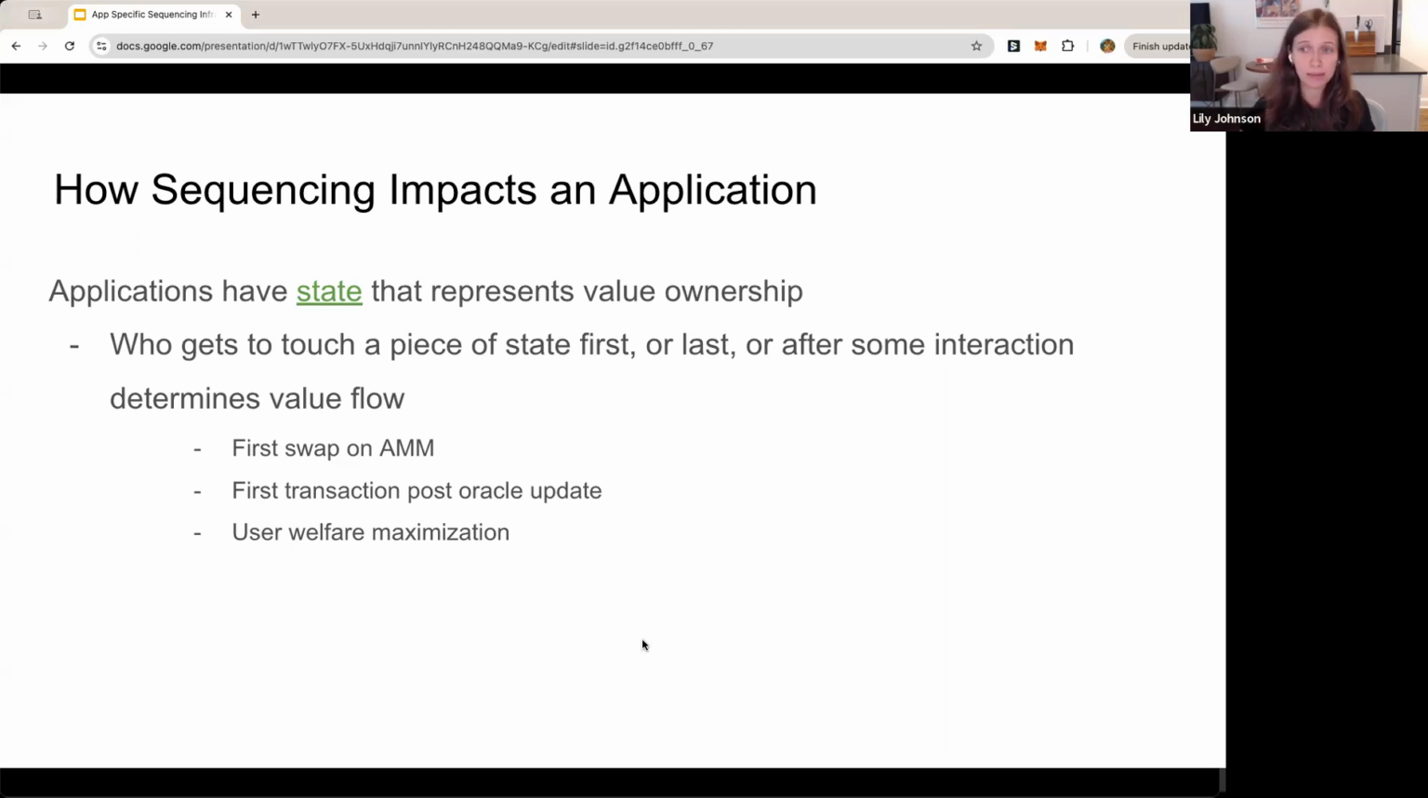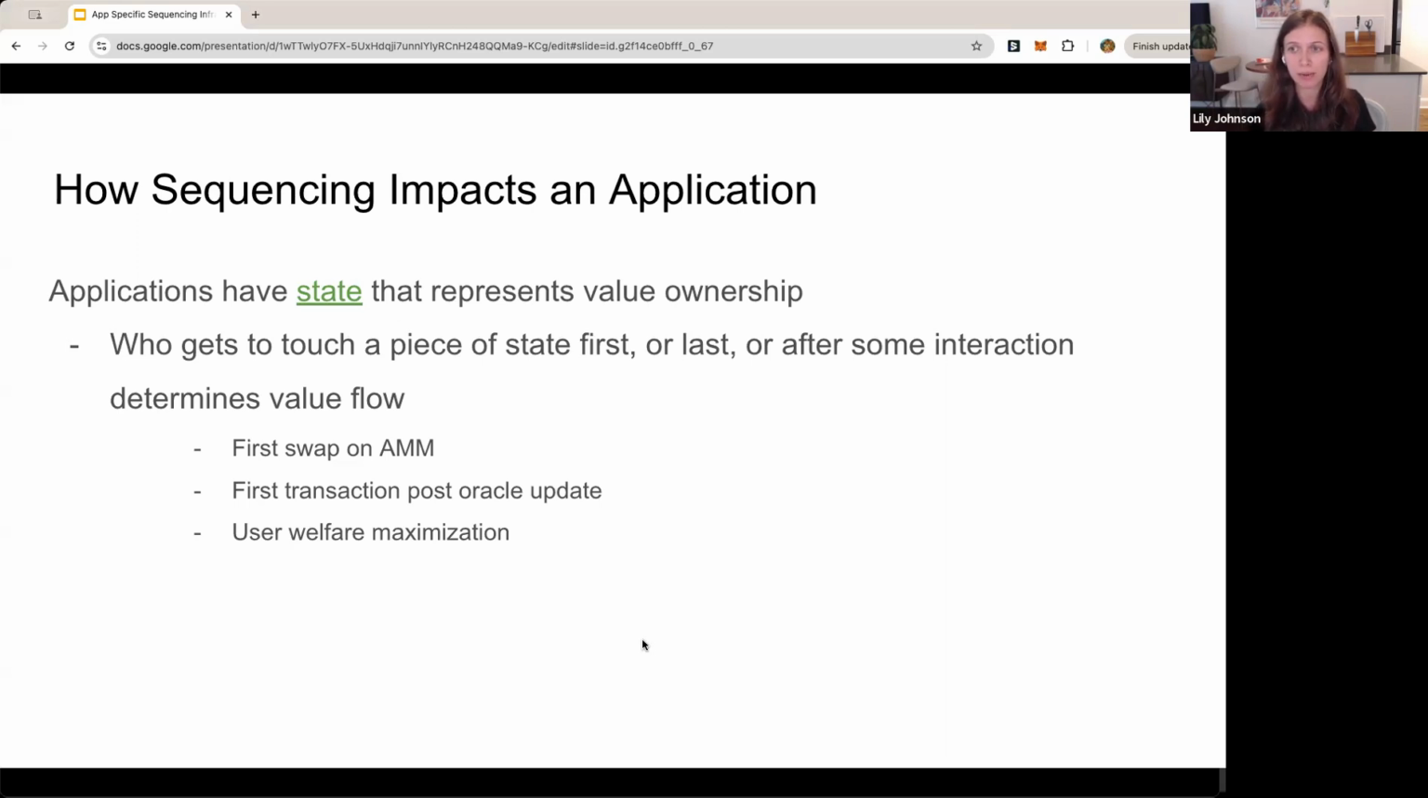The first transaction after an oracle update is able to then go to the different dependent DeFi protocols to possibly do liquidations or be the first to respond to the updated price. In general, how users are sequenced over an application matters for how that application decides to maximize certain user welfare.